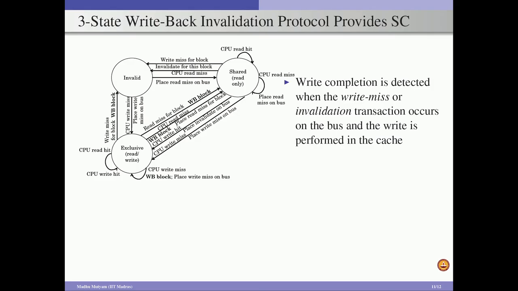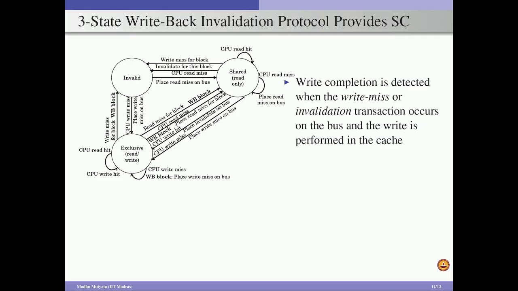So, whether it is a write hit or a write miss, using this write miss transaction or invalidation transaction on the bus, we are performing this write completion successfully. So, this is satisfying the second sufficient condition for our sequential consistency.